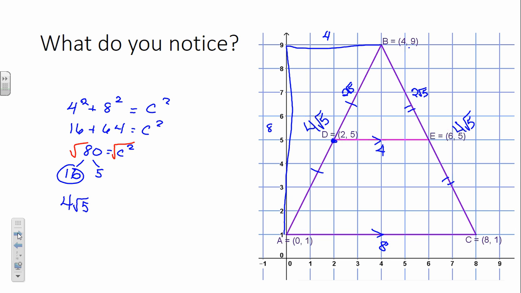Could we use the distance formula instead of the Pythagorean theorem? Absolutely, the answer is absolutely.